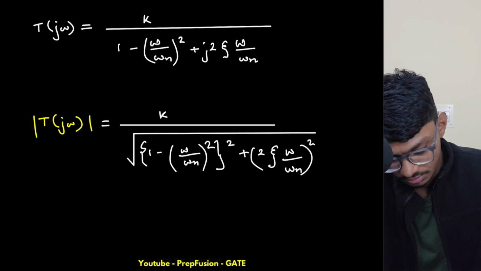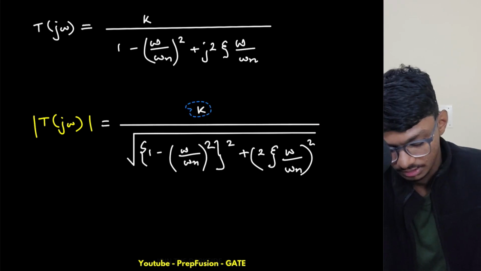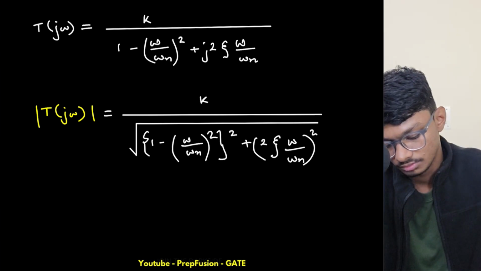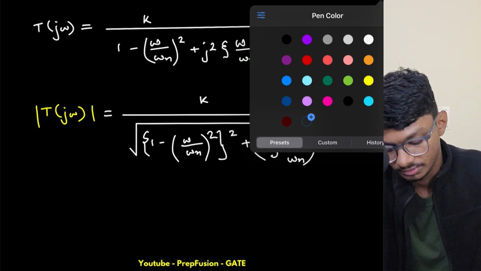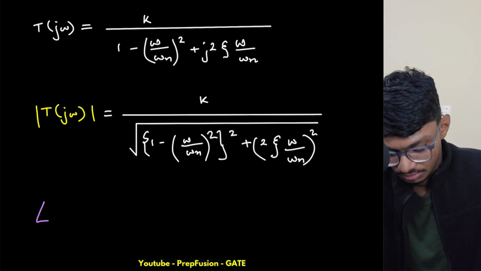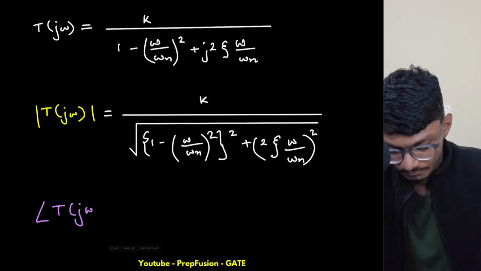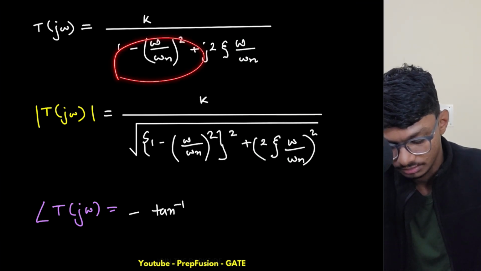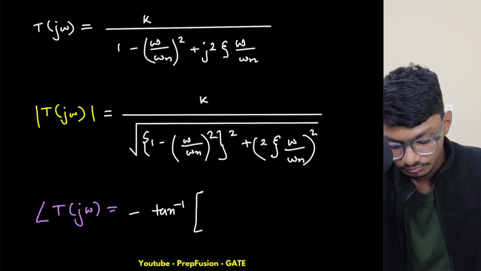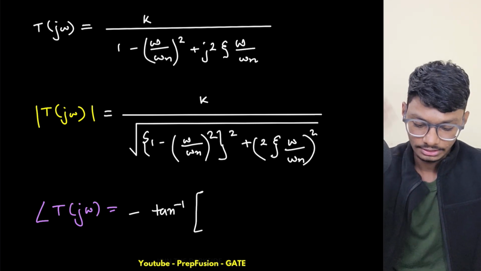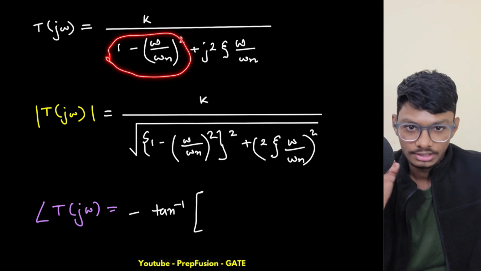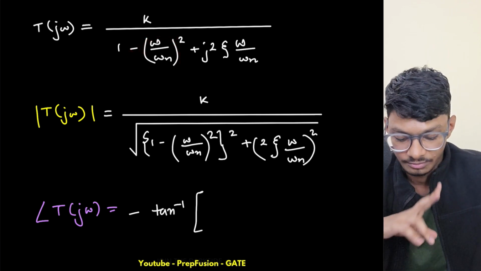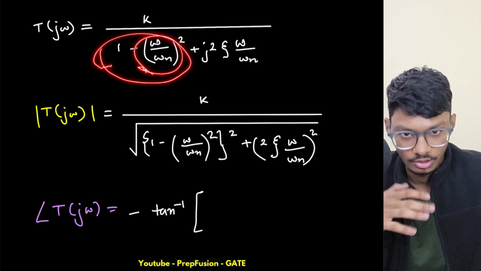And what about my phase? Even though we'll not draw the phase plot, because it is not that difficult, I will see if we get enough time. So what about the phase expression? The angle of T of j omega equals minus tan inverse, as we have poles. This is the denominator, that's why we get negative tan inverse. This is very important: omega and omega n both are positive, but if this term is more than 1, then the real part of the denominator becomes negative.